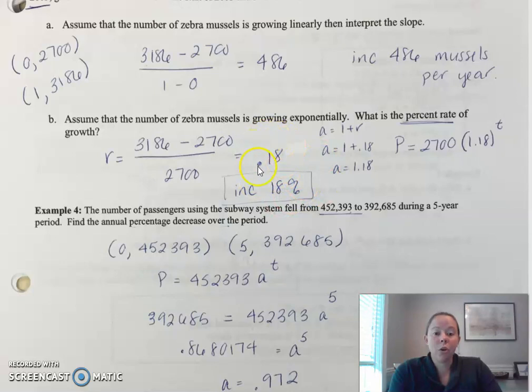Now that's your R, so you'll do 1 plus R, so 1 plus 0.18. That's your A value, and there's your nice formula. And now you can plug in anytime you want. So remember, if you plug in 2, that would be 2 years after 2003. So be careful.